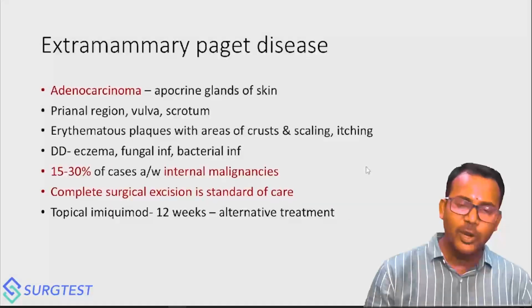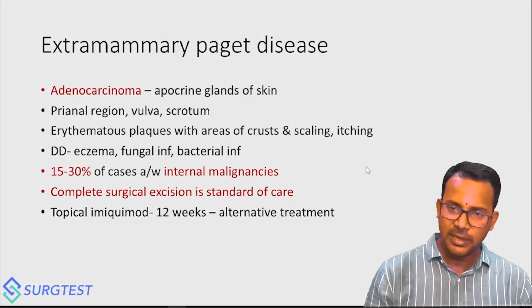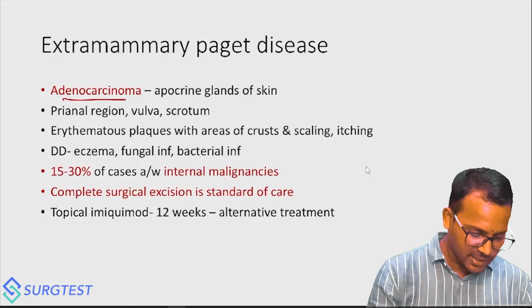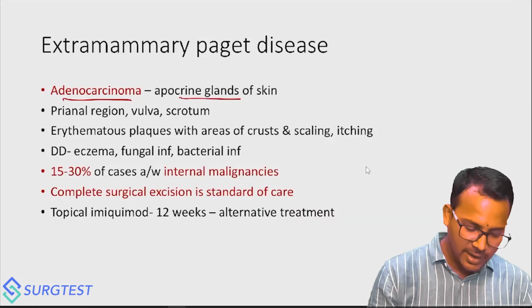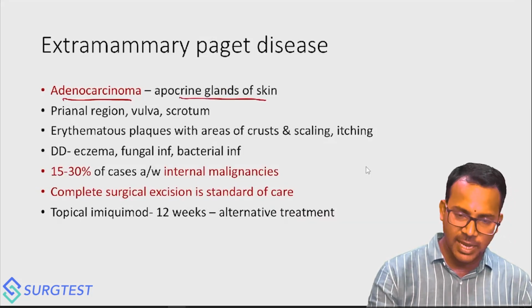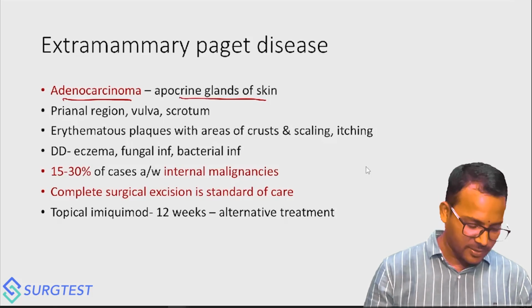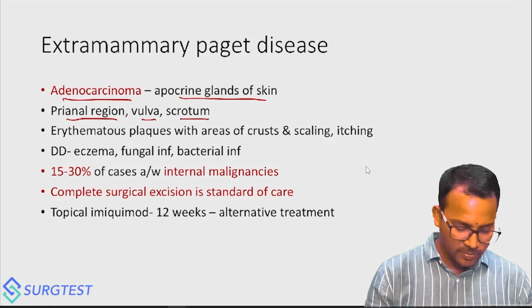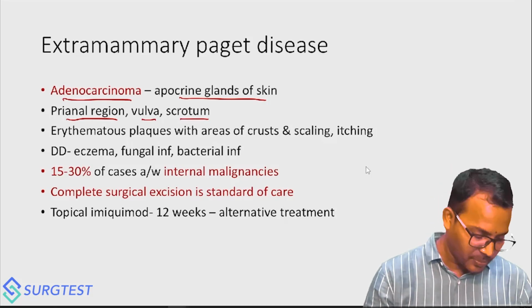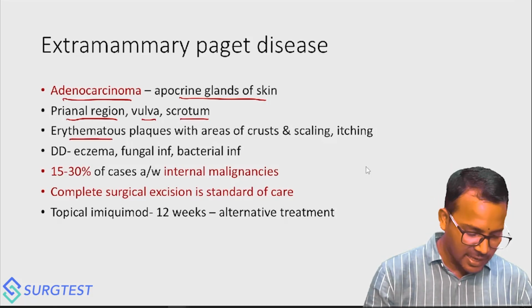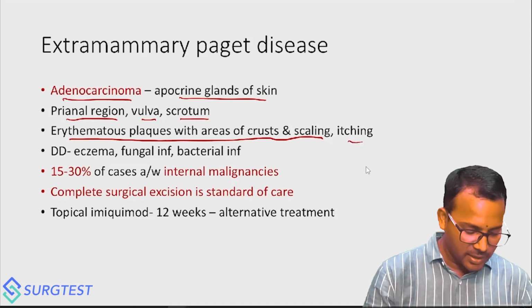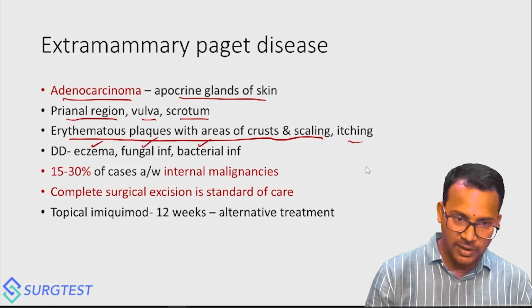Okay. Coming to extramammary Paget's disease, as you all know, not much to be added to this. It is the adenocarcinoma of the apocrine glands of the skin, which has mainly a horizontal spread. Okay, they're mainly seen in the perianal region, vulva and scrotum, since it is extramammary. They present mainly as erythematous plaques with areas of crusts, scaling and itching. The common differential diagnoses are eczema, fungal infection and bacterial infection.